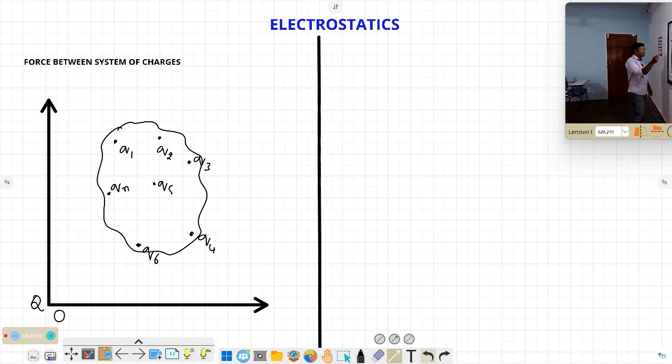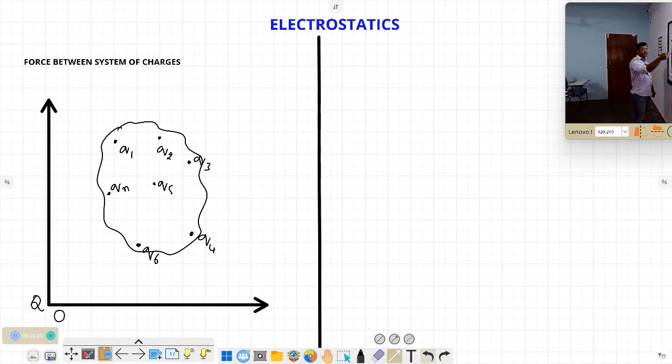That means these are the system of charges which are influencing a single charge. How much force is acting on that single charge due to the system of charges, we are explaining. To explain this, first, the force between two charges depends on the magnitude of the charges and the distance between the two charges. So that's why first I have taken a non-uniform shaped body.